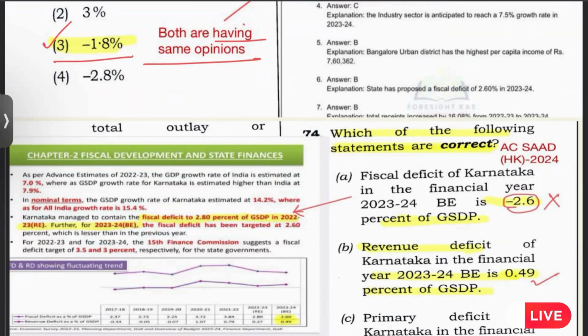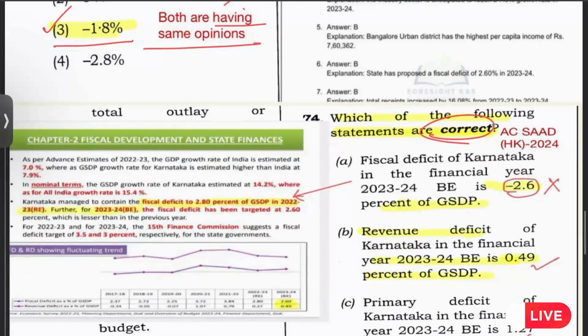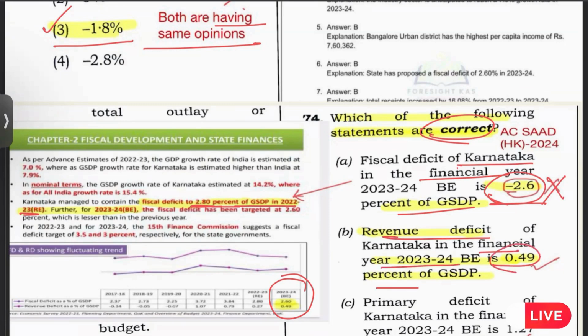Kindly make use of it before the exam. Which of the following statements is correct with respect to Karnataka fiscal? The fiscal deficit of Karnataka in financial year 2023 is minus 2.37. See here, you can read the fiscal deficit is 2.8% of GSDP in 2022-23. The same thing we have represented in the flow chart and the diagram. This is incorrect. The revenue deficit of Karnataka in the financial year is 0.49. You can see the 0.49 that we have highlighted and also represented in the form of a diagram. If you know this, you can mark the question.